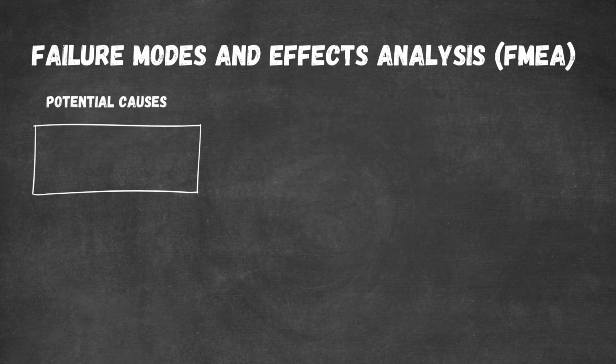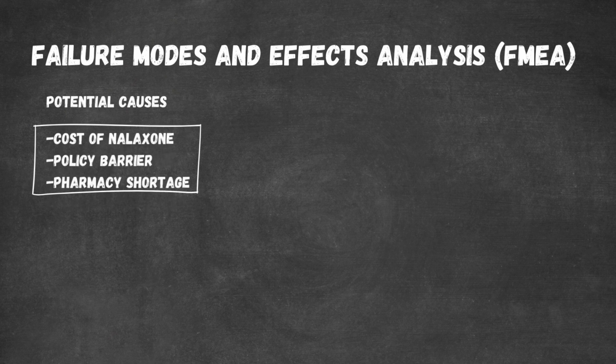The next step is technically the fifth column, potential causes. Columns 4, 6, and 8 are completed later. Here we can ask, what were the cause or causes of this failure? There could be several. If there are, think of the most important or prevalent causes and list them in order of importance. So our causes could be the overhead cost of naloxone was too high, there was a policy that made it difficult, or maybe there was a shortage that caused us to run out.